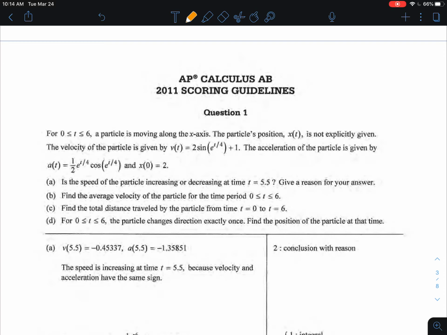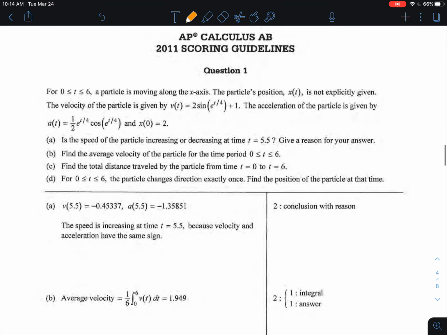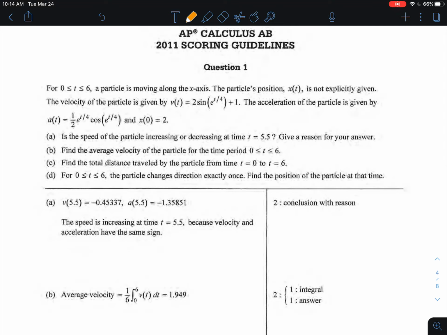We're definitely going to see enough examples that you're not going to have to worry about that too much, but let's go over the little particle that could. So this function, certainly look at that velocity function. It's nice to have a calculator for that.